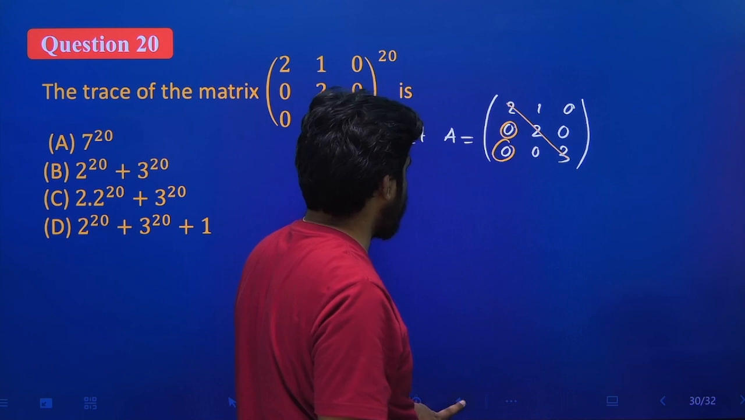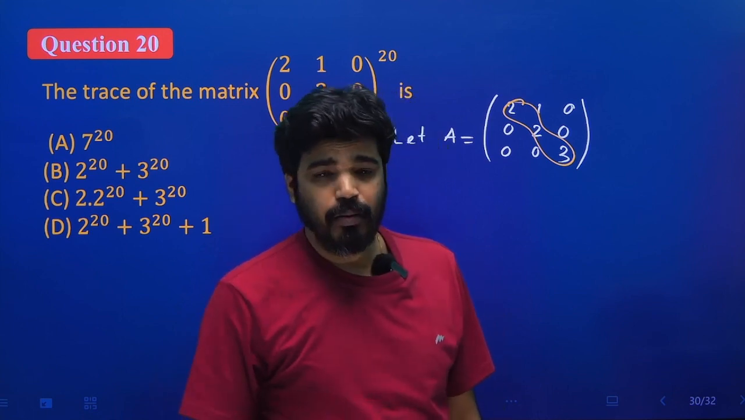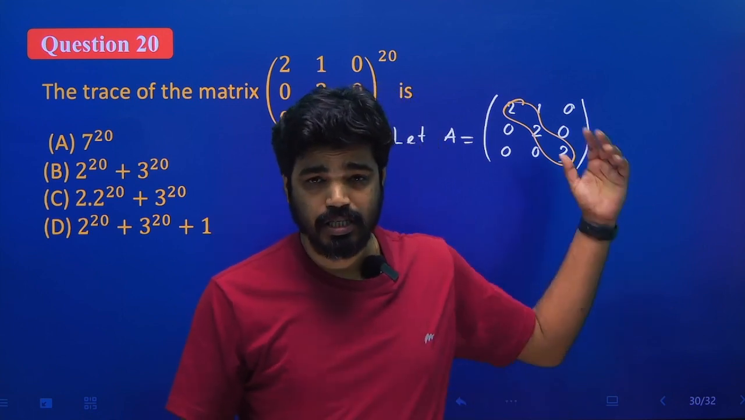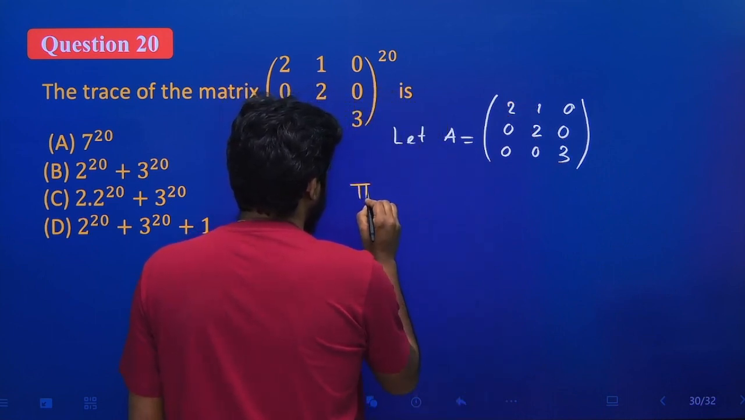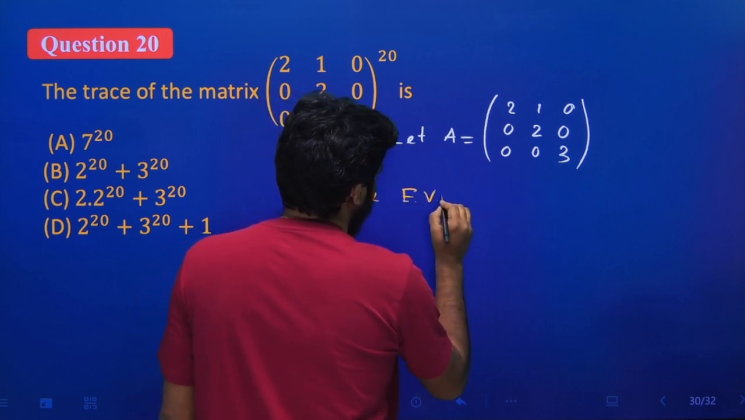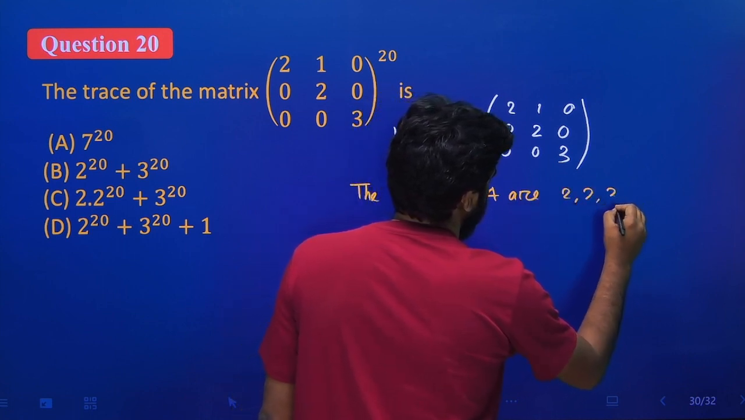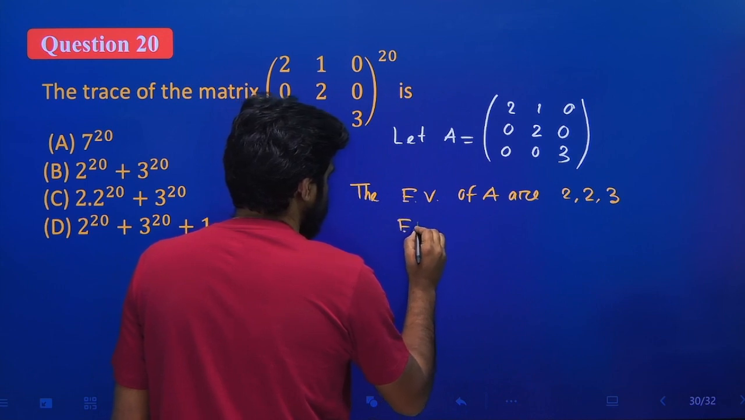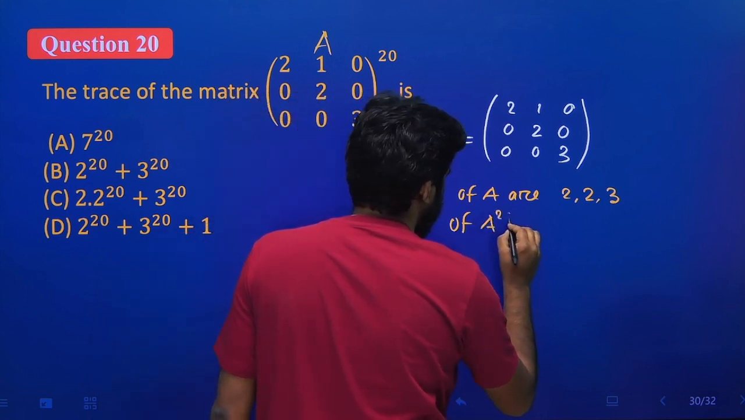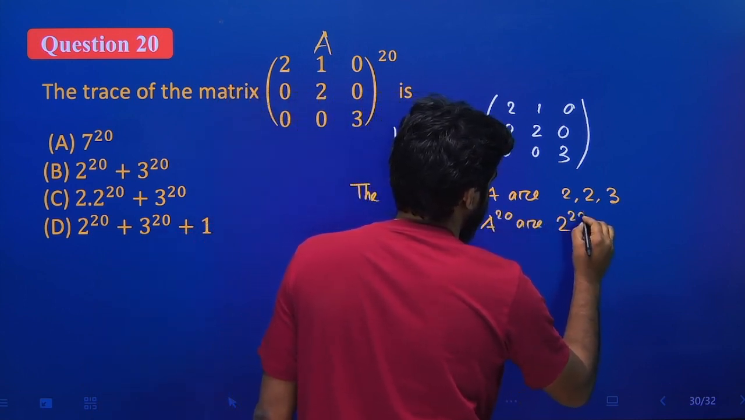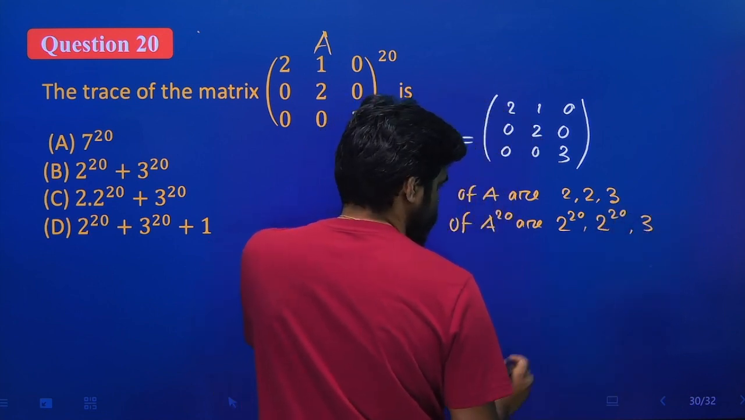Okay, so what are the eigenvalues of A? Upper triangular বা লোয়ার ট্রায়াঙ্গুলার বা ডায়াগোনাল ম্যাট্রিক্স যদি হয় তাহলে তার আইগেনভ্যালু গুলো কি হবে জাস্ট diagonal elements, right? So the eigenvalues of A are 2, 2, 3. So eigenvalues of A to the power 20 are 2 to the power 20, 2 to the power 20, 3 to the power 20, right?